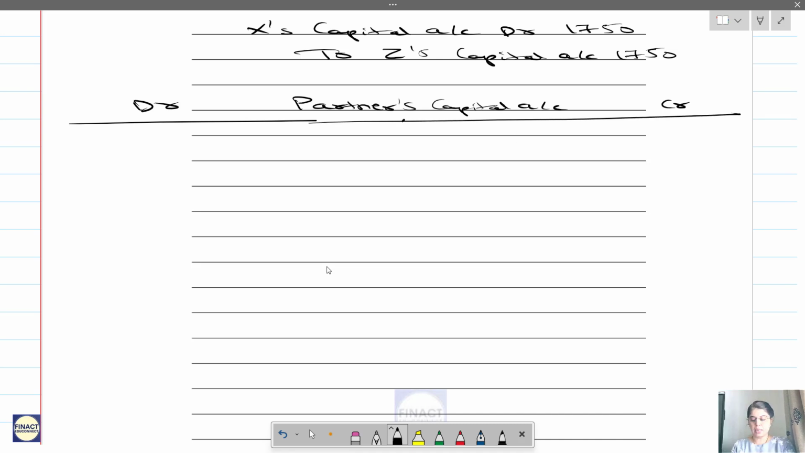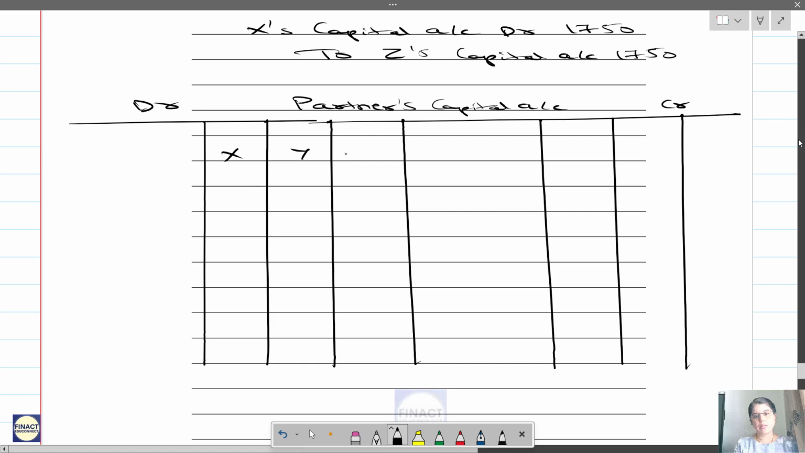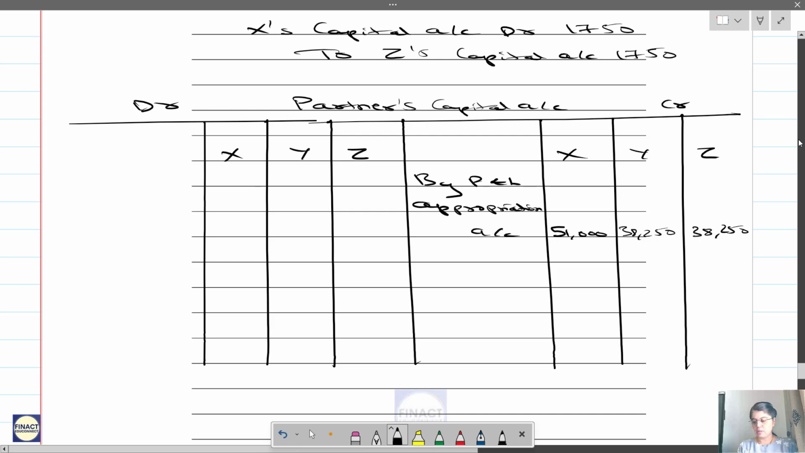So let us prepare a partners' capital account and understand the net effect. Okay, so we have X, Y, Z. So in the second method, method 2, we are assuming that your profit is already distributed. So by the P&L appropriation account, the original profit whatever was there, it is distributed. That was 51,000, 38,250 and 38,250.